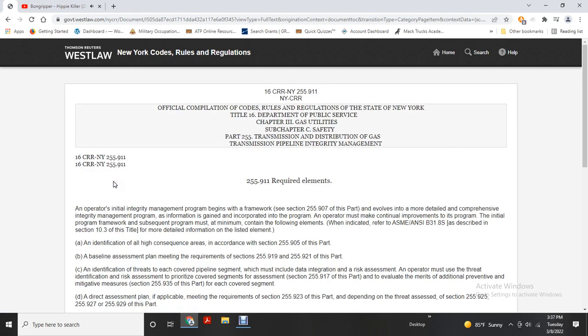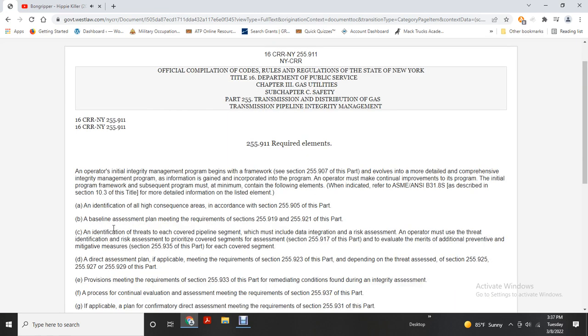Alright, required elements. An operator must begin its integrity management program with the framework of section 255.907, which is then built into a more detailed, comprehensive integrity management program as information is gained and incorporated. The operator must continually improve the program. The initial program framework and subsequent program must, at a minimum, contain the following elements. When indicated, refer to ASME/ANSI B31.8S, described in section 10.3, for more detailed information. List assessment.